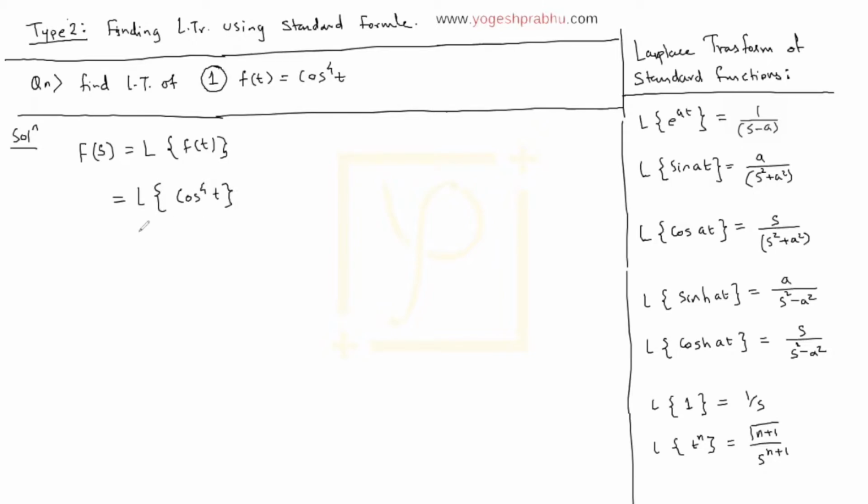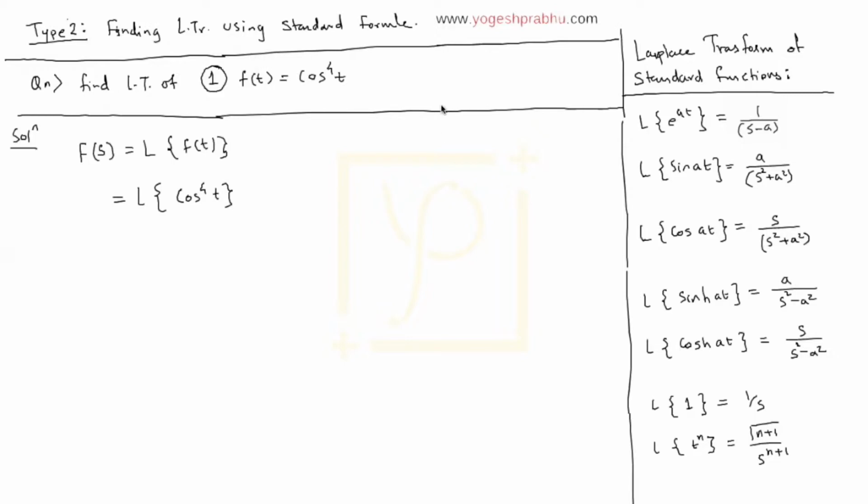Now the point that you have to understand here is we don't have a standard formula for cos raised to 4t, so we have to simplify the given function, and we have to get rid of this power 4. If it would have been just cos t, we could have got the answer directly by using this formula here. But right now we have cos raised to 4t, so first we have to simplify this, and for that I'm just going to give you one more formula.